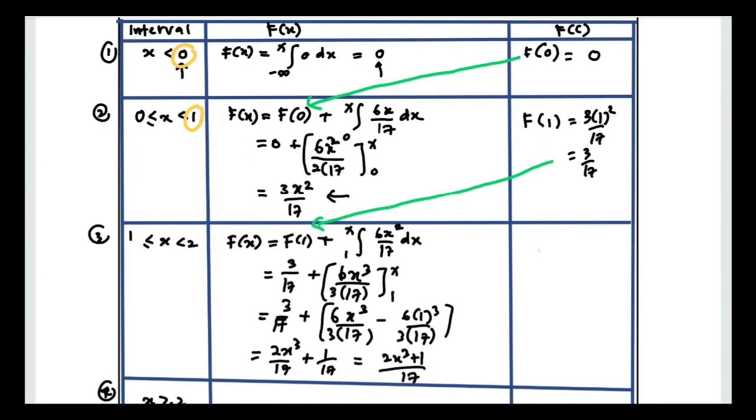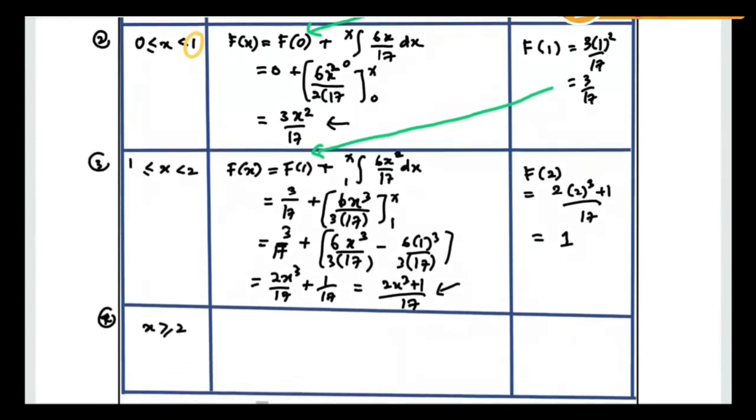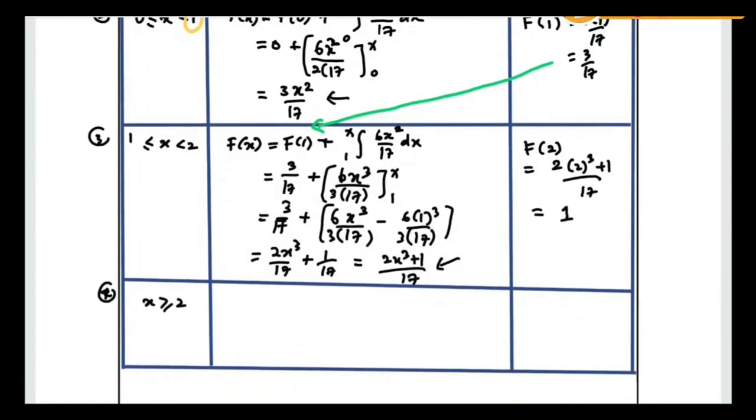Okay, so for the last column is the f of c, so it should be f of 2. So f of 2 needs to be substituted into this function. 2 needs to be substituted here. So f of 2 equals 2 times 2 cubed plus 1 over 17. So then you get 1 here. Right, so proceed with the last interval.